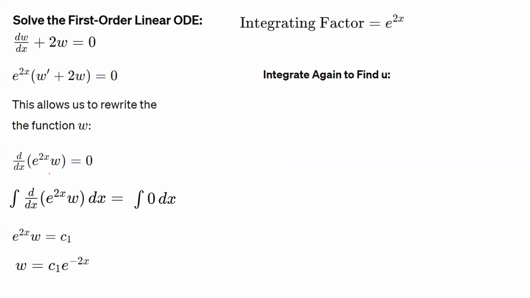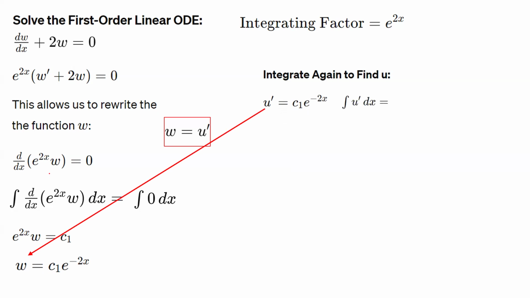It helps us to rewrite w. W becomes c1 e to the power negative 2x. Now, remember that we did this substitution: u prime is equal to w. So wherever you see w, you're going to substitute that by u prime. u prime is equal to c1 e to the power negative 2x. So if you take the integral of both sides, you have the integral of u prime dx equals the integral of c1 e to the power negative 2x dx.